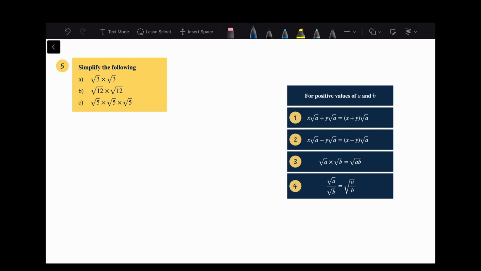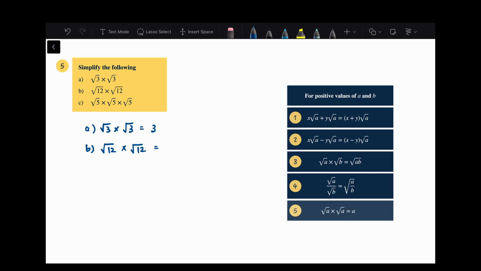I have another bonus tip to simplify surds. If we have the root of 3, for example in part A, multiplied by another root of 3, we will have 3. For part B, if we have a root of 12 multiplied by the root of 12, this will give us 12.